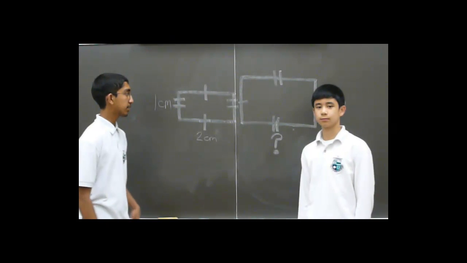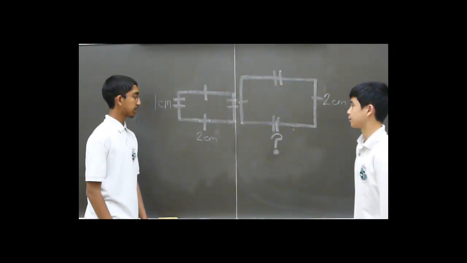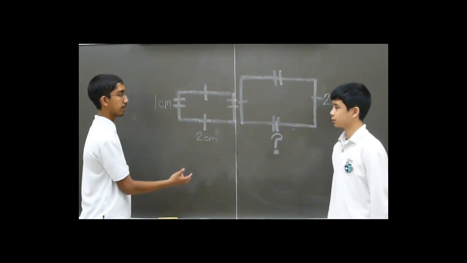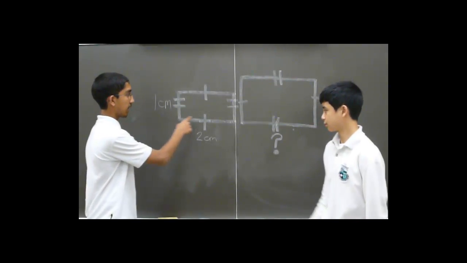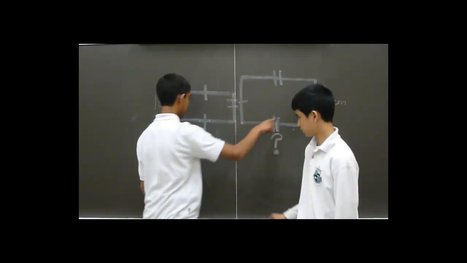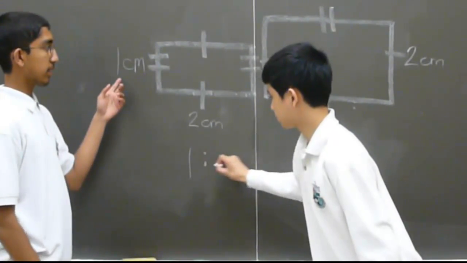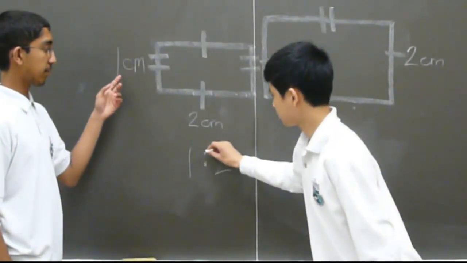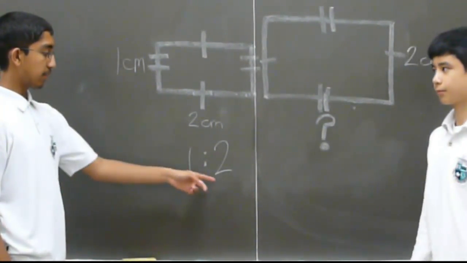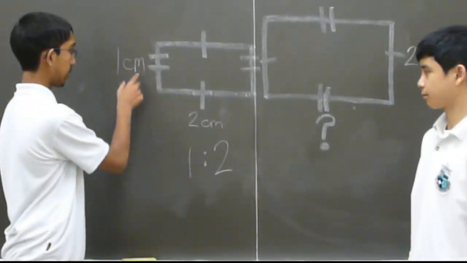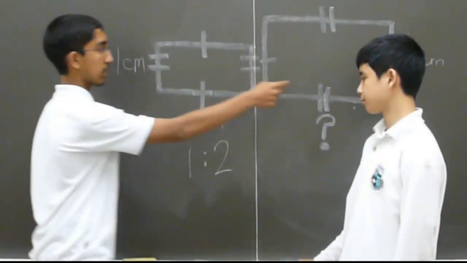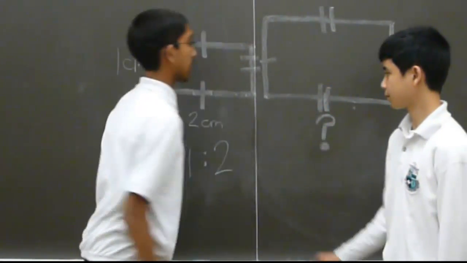This is how to calculate sidelines of similar shapes. So in this example of two rectangles, this sideline equals 1 centimeter, and this sideline equals 2 centimeters. So the ratio in this would be 1 to 2. And 1 times 2 equals 2. So when you multiply this sideline by 2, you get the equivalent of this sideline.